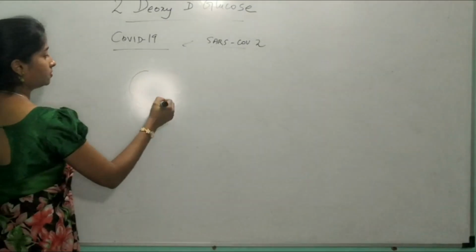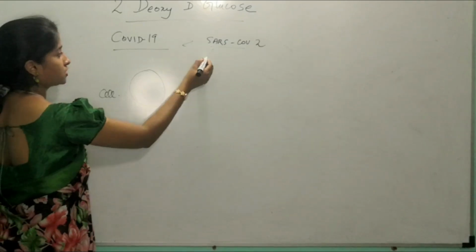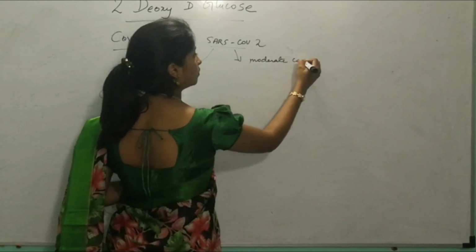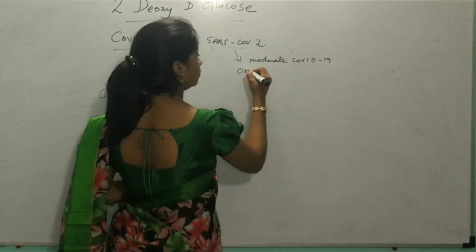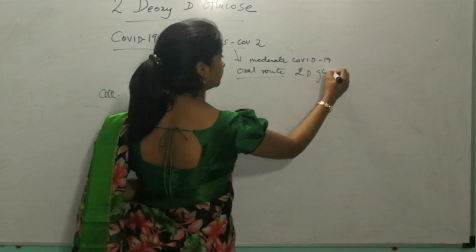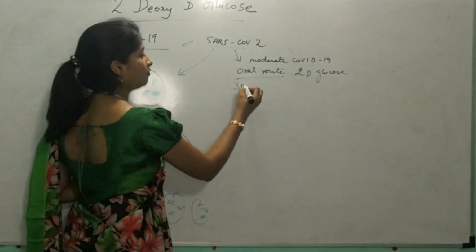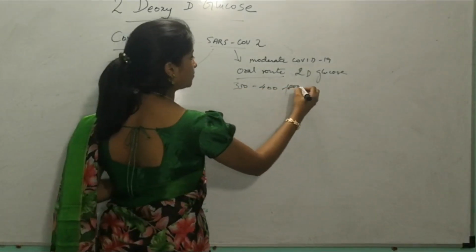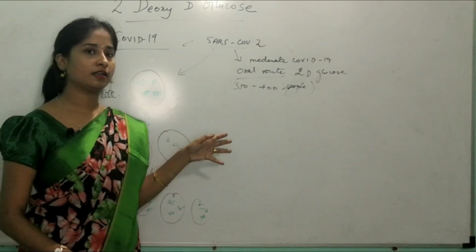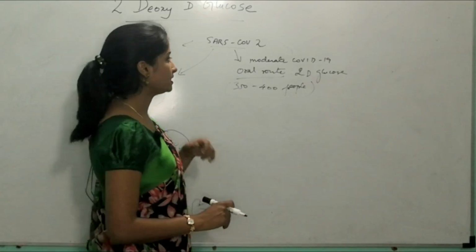Let's consider a normal cell. A person has been exposed to SARS-CoV-2. In moderate cases of COVID-19 patients, through the oral route, we are giving 2-DG. This trial has been done in nearly 350 to 400 people. Not many people have been experimented on so far, but still in these people it gives a beneficial effect, and hence they are planning for the approval of use of 2-DG in the management of moderate cases of COVID-19.